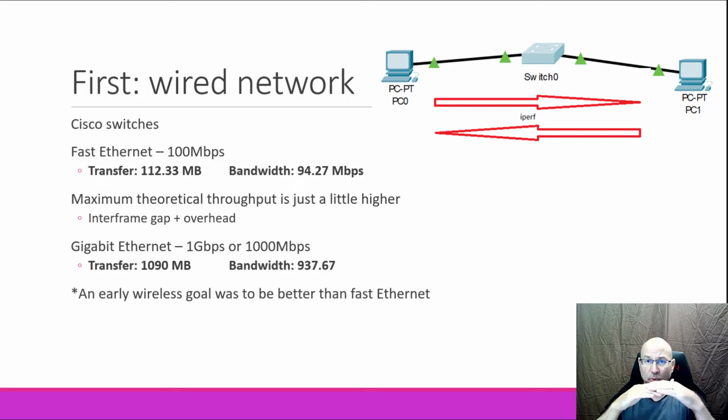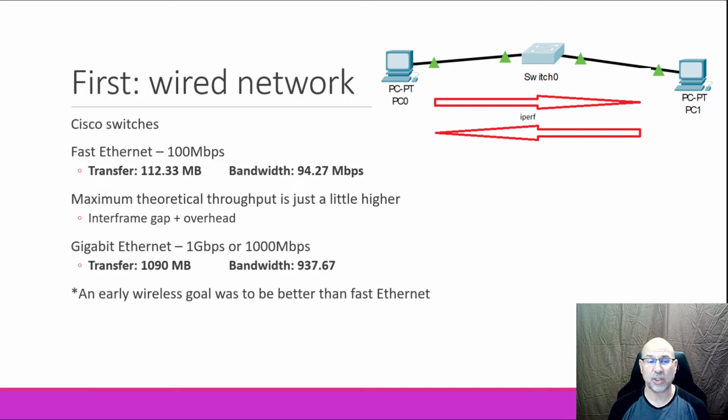So if you remember that, and then you go, okay, so how close are we to that actual maximum theoretical throughput? Well, this is a 100 megabit switch. It's a Cisco switch. It's not loaded by anything else, and it gets 94.27 megabits per second. Not too bad. Now again, there's nothing fighting for bandwidth there. And the overall transfer was 112 megabytes. Now the gig switch: very similar performance, but just times 10.